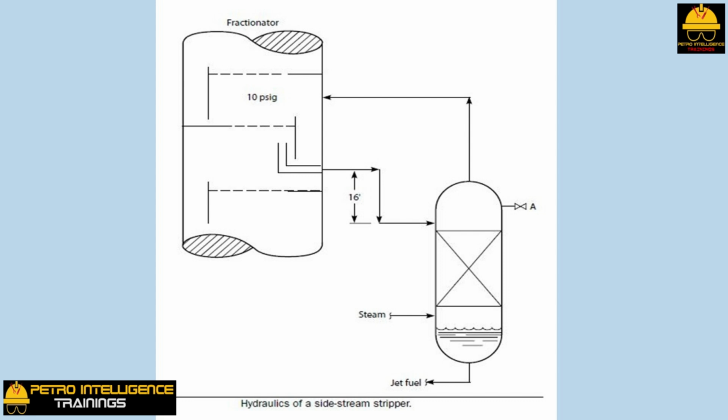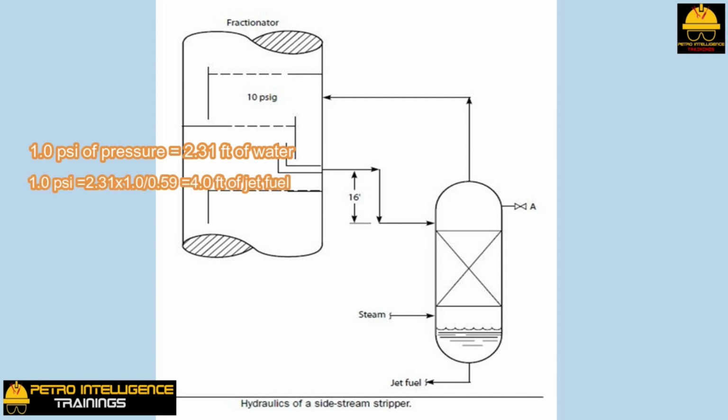Also, note that for water, which has a specific gravity of 1.0, 1 psi of pressure equals 2.31 feet of water. This means that the pressure head of a column of water 2.31 feet high equals 1 psig. The height of a column of unstripped jet fuel equal to a pressure head of 1 psig is then 2.31 times 1.0 divided by 0.59, which is equal to 4.0 feet of jet fuel. The pressure head of the column of unstripped jet fuel 16 feet high, as shown in the picture, is 16 feet divided by 4 feet per psi, which equals 4 psi.